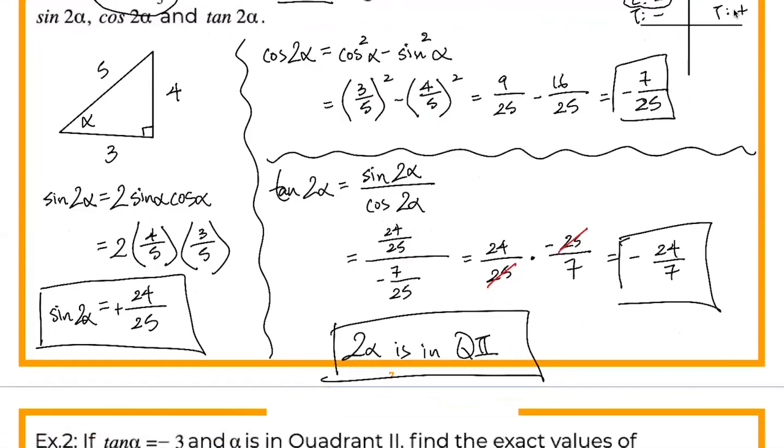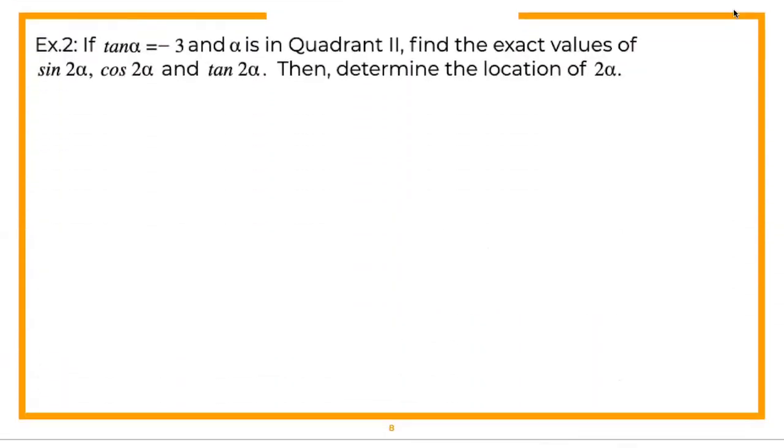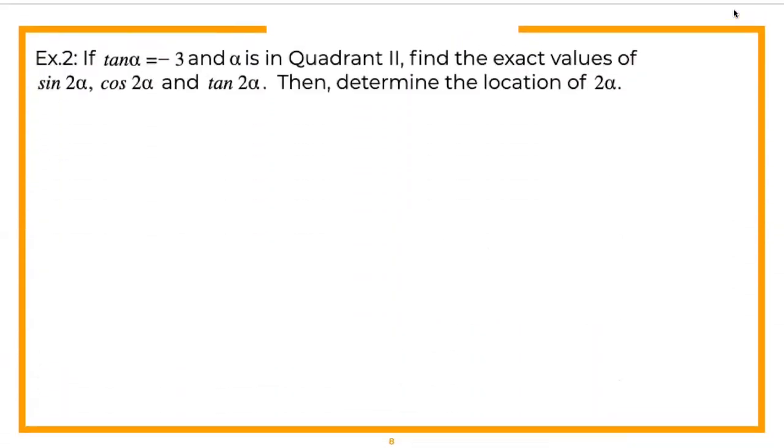Okay. Let's try another one. So example number 2. If tangent of alpha is negative 3 and alpha is in quadrant 2, find the exact values of sine 2 alpha, cosine 2 alpha, and tangent 2 alpha. Then determine the location of 2 alpha.